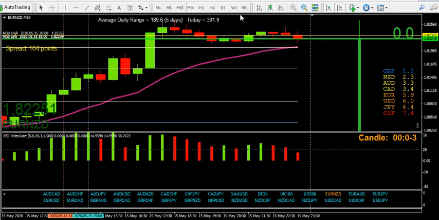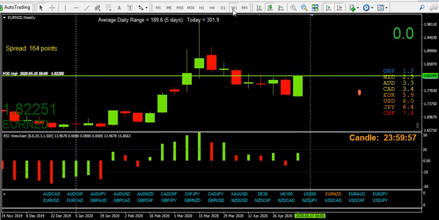So that's it, guys. Massive weekly candle. The whole thing was from the high to the low, 264. So whatever that is, massive.